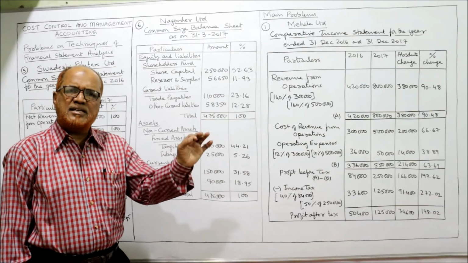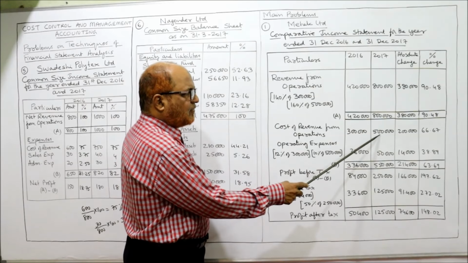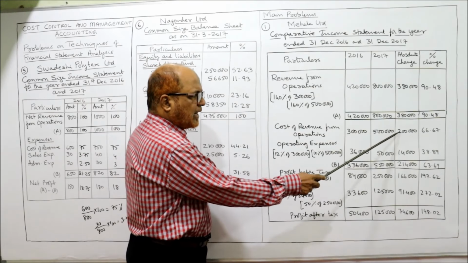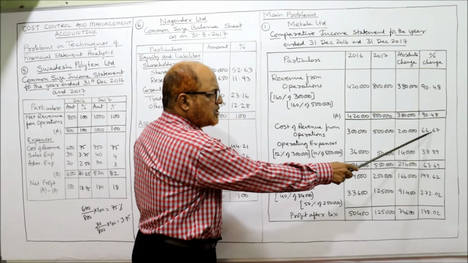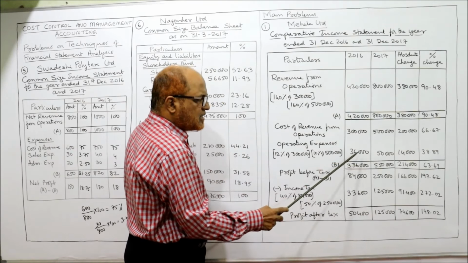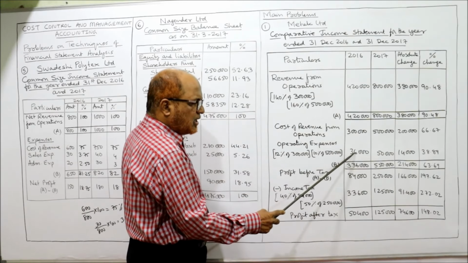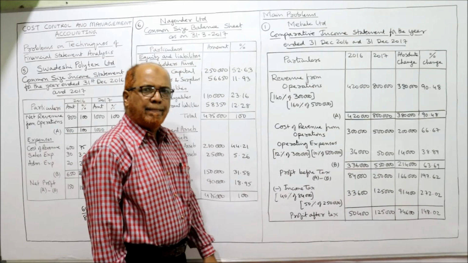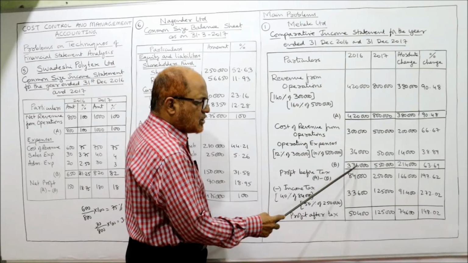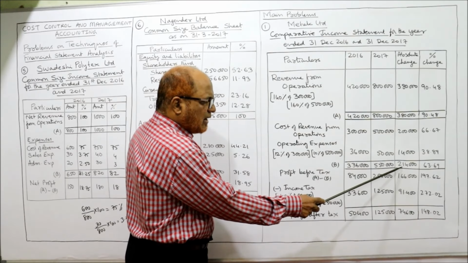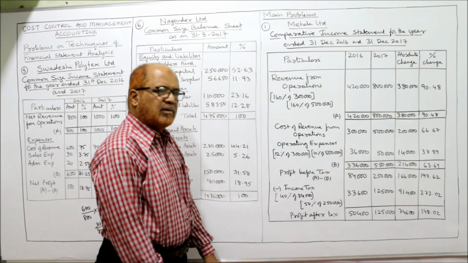Exactly the same procedure for all the items. Cost of revenue from operations: current year 5 lakh minus 3 lakh, 2 lakh. 2 lakh divided by 3 lakh into 100, 66.67. Similarly, 50,000 minus 36,000, 14,000. 14,000 divided by 36,000 into 100, 38.89. Next one, total. 5,50,000 minus 3,36,000, you will get 2,14,000. So 2,14,000 divided by 3,36,000 into 100, 63.69.